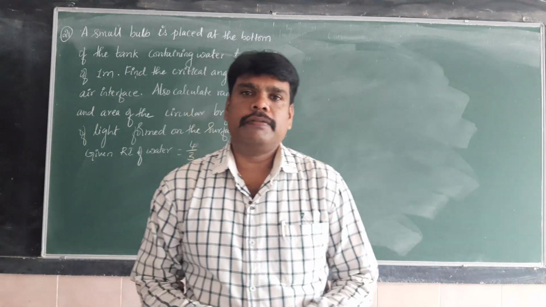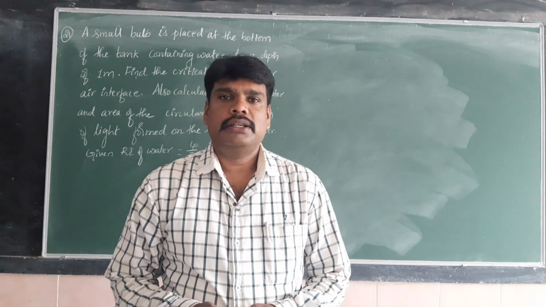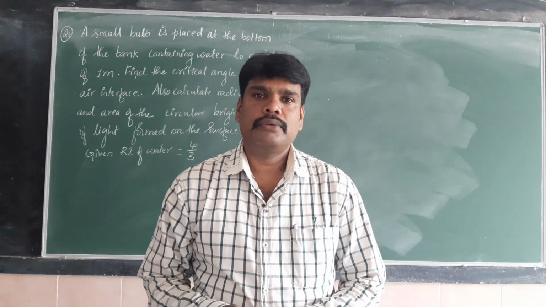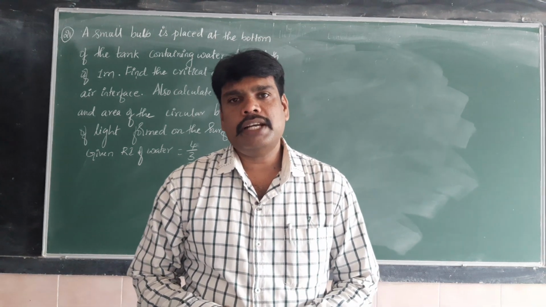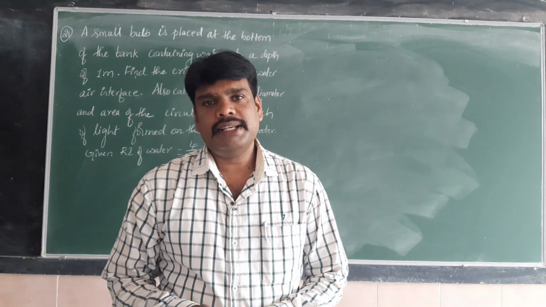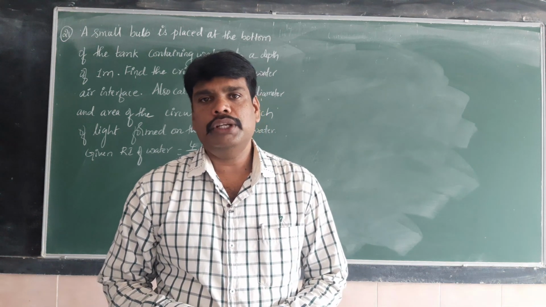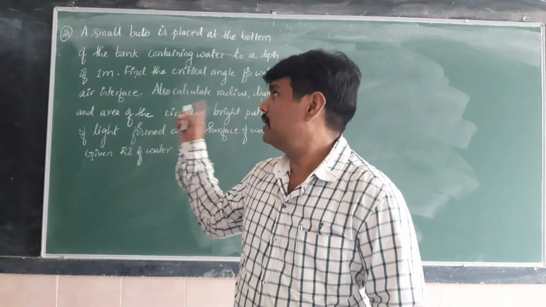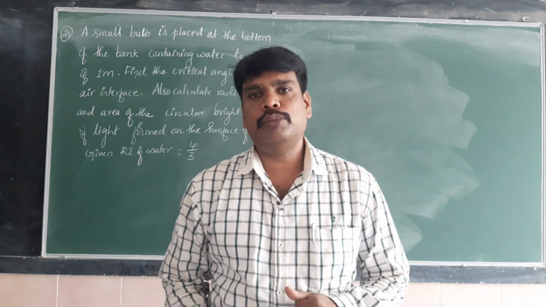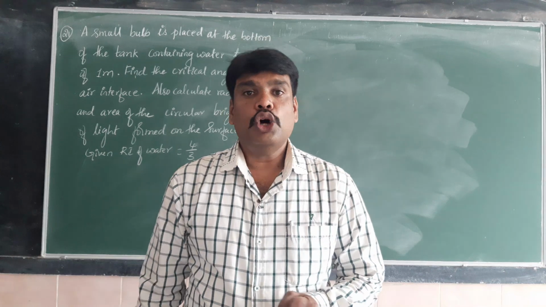Total internal reflection is a phenomenon of light in which the light will reflect back into the same medium with the same speed when a ray of light travels from a denser medium to a rarer medium, and the angle of incidence must be greater than the critical angle, isn't it? We are going to use that phenomenon to solve problem number 21. After this problem, I will solve one more problem that is related to the normal shift.